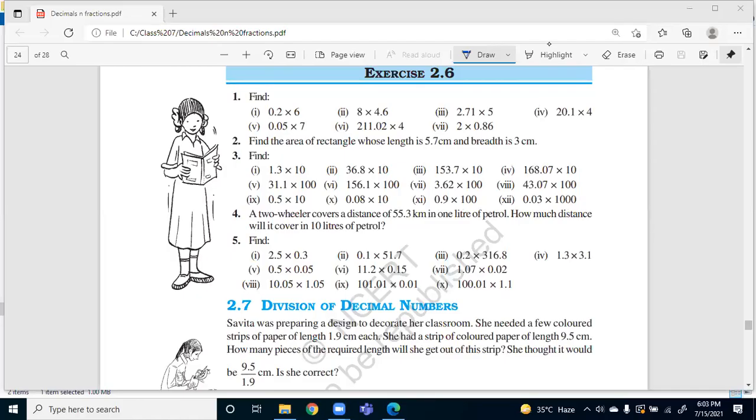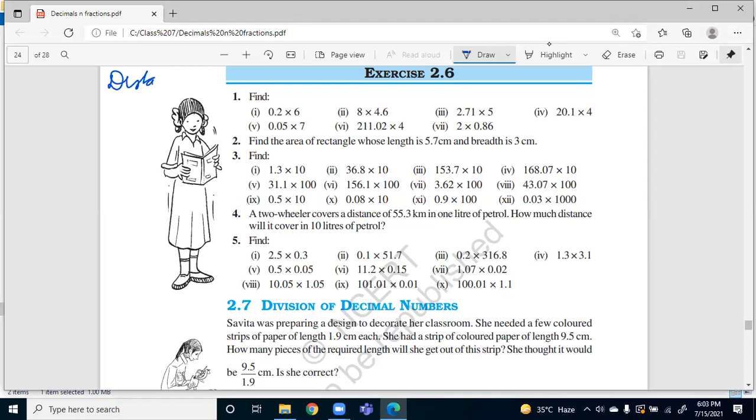A two-wheeler covers a distance of 55.3 kilometers in 1 liter of petrol. How much distance will it cover in 10 liters of petrol? Okay, so what is the first statement?